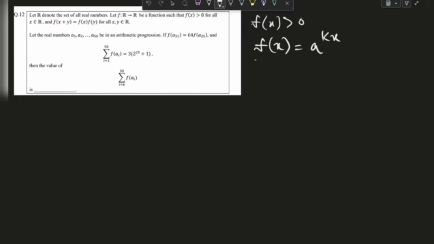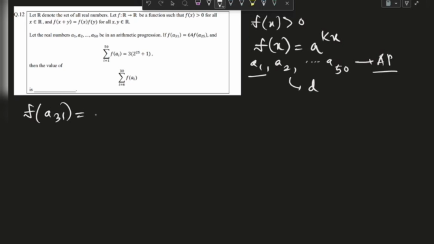Now, other information that is given in this question is we have some numbers. Please note that A1, A2, these are all different. This is not same as this. Up till now, A1 till A50 is an arithmetic progression. I will take the common difference to be d, and the first term is A1. So now the condition given is that f of A31 is equal to 64 times f of A25.